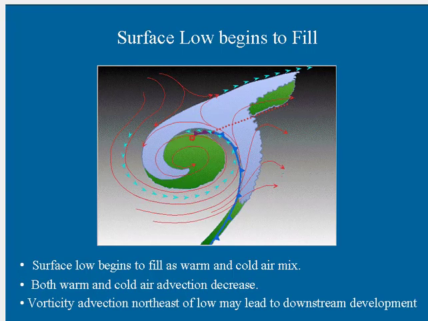And the final stage in the cyclone's life is the occlusion process. When the warm and cold air begin to mix, we lose the baroclinic energy. The shortwave moves off to the east. The surface pressure begins to rise, and the cyclone is basically in its death throes.